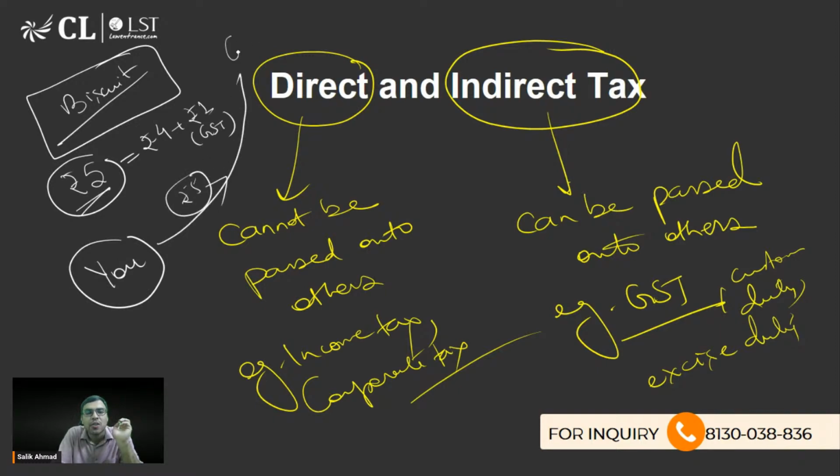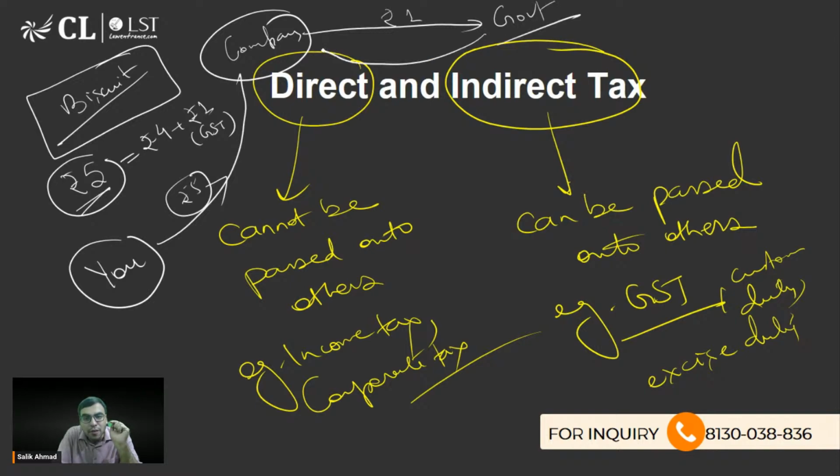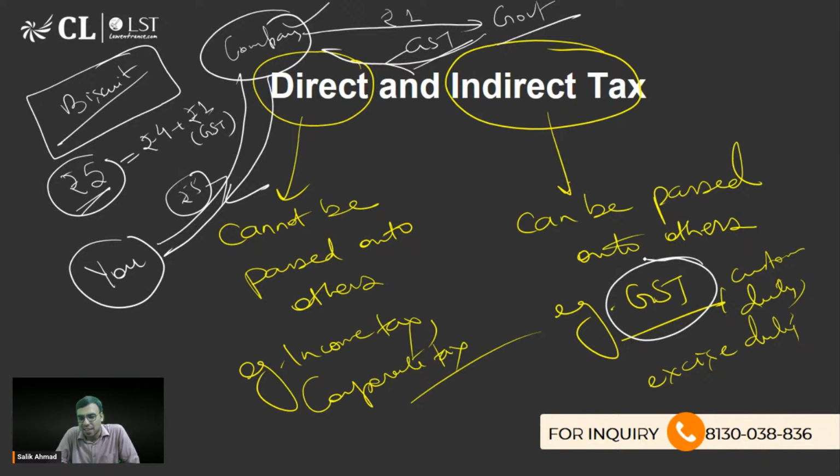ये 5 रुपीज कंपनी को गया, बिस्किट की कंपनी को, और उसमें से 1 रुपया है, that 1 rupee this company will give it to the government. So the government was asking GST from the company, that whatever biscuit you are selling, if you are selling 1000 biscuits in one day, so 1 rupee per biscuit you have to give it to me as GST. But the company has passed it on to you, and the biscuit company is charging that GST from you. It means this GST has been passed on to the customer by the company.